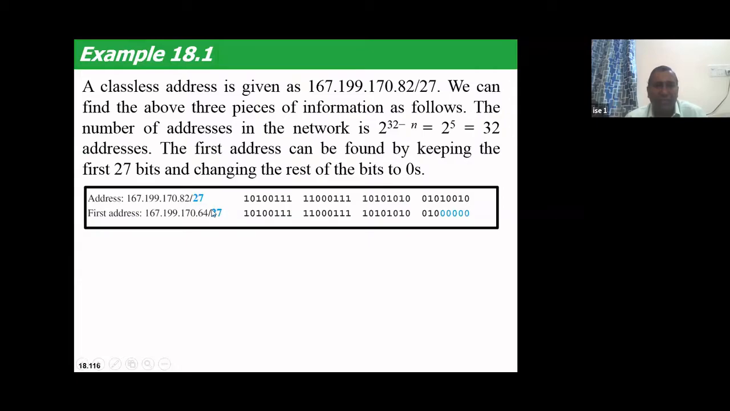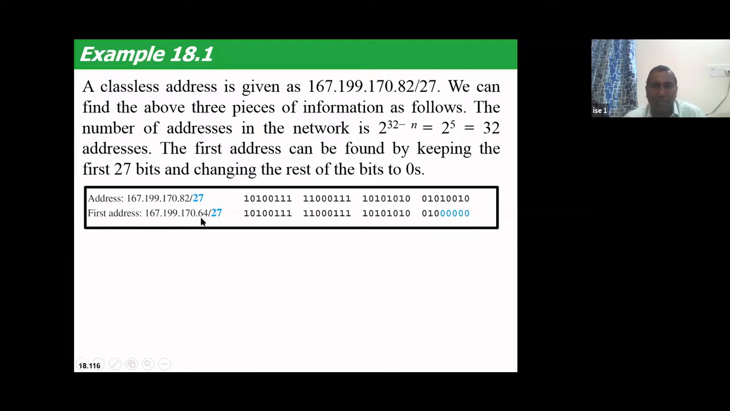I take the first 27 bits as they are. That is 8 plus 8, 16 plus 8, 24 bits, and these 3 bits make 27 bits. All the remaining bits I'll make 0. So this becomes 64, I think, 2 raised to power 6. So the address starts from 167.199.170.64, and this is one of the addresses.